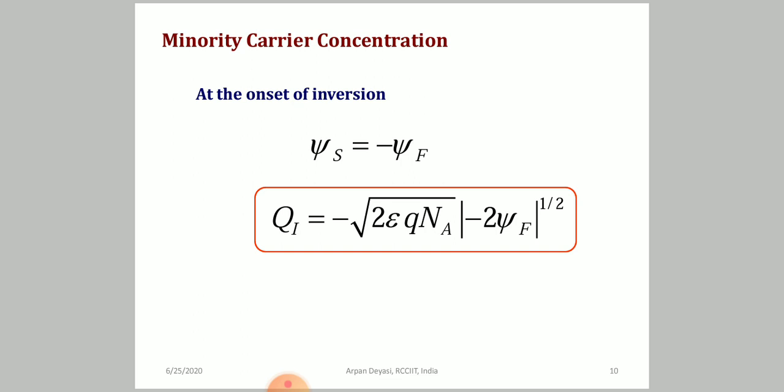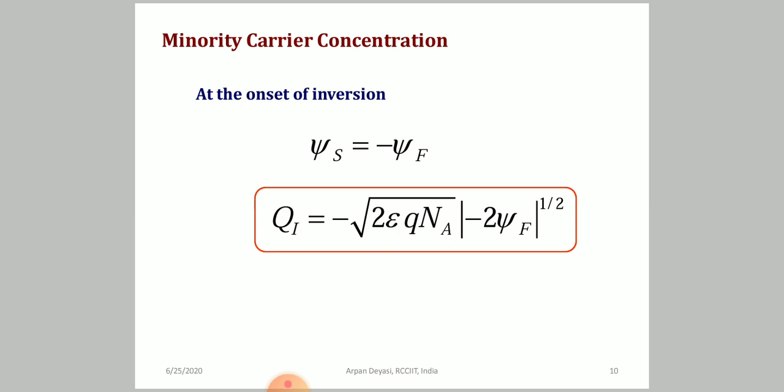You can't set it. So naturally for inversion condition, I have to calculate Qi again, which will be some function into obviously the minus of 2 psi f of mod. So total depletion or inversion charge may be negative because this is minority. So simply the negative sign indicates it's a minority carrier, and I am getting the magnitude of the charge for both depletion and inversion conditions.